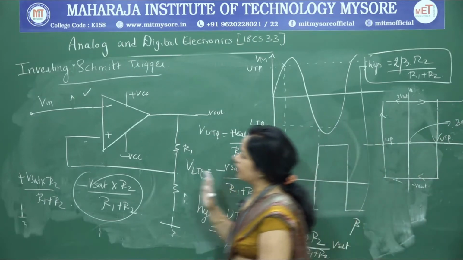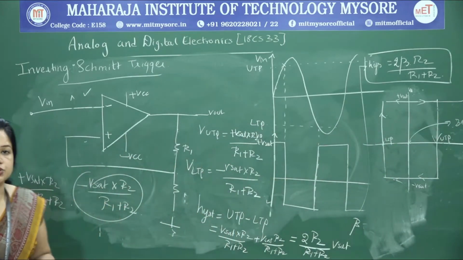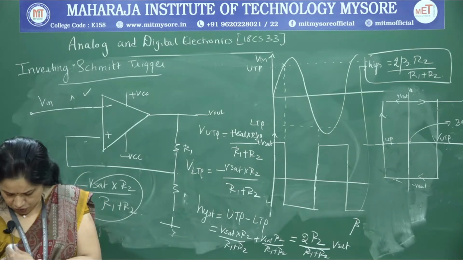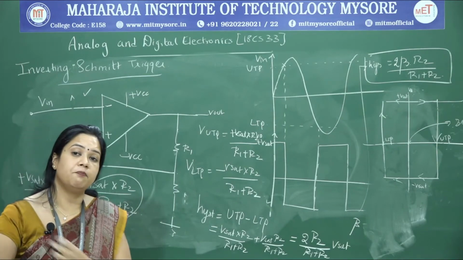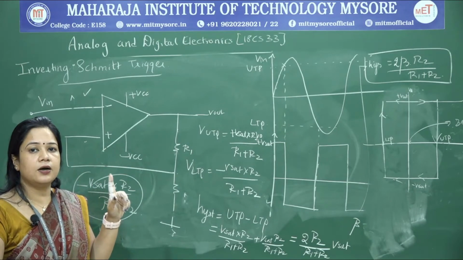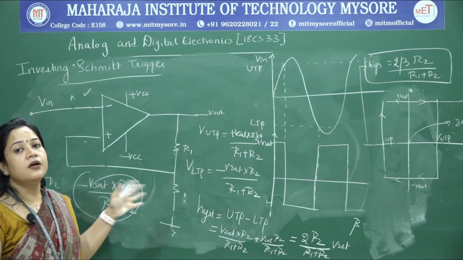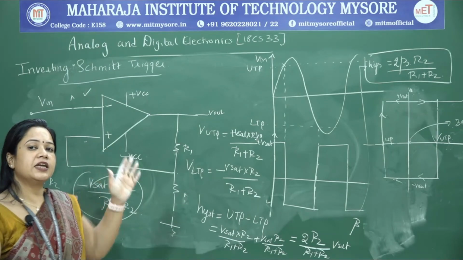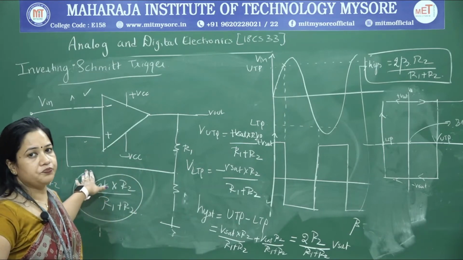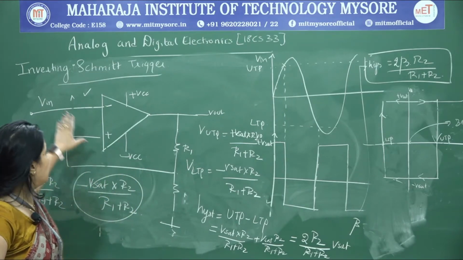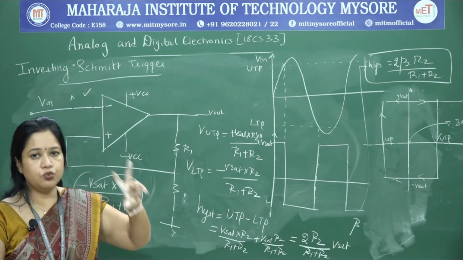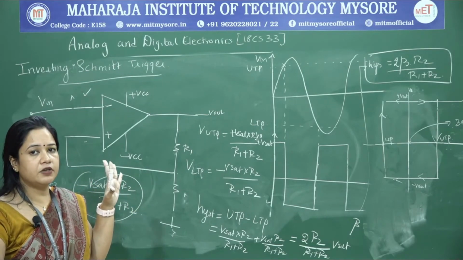Just to summarize everything: your inverting Schmitt trigger is a circuit with positive voltage feedback. When I say positive voltage feedback, the output is connected back to the positive terminal of its input. Because it has positive voltage feedback, if the output is at plus Vsat, it gives a positive reference voltage, and if the output is at minus Vsat, it sets a negative reference voltage. Based on whether the input is applied to the inverting terminal or non-inverting terminal, we have two variants of Schmitt triggers, inverting and non-inverting Schmitt trigger.